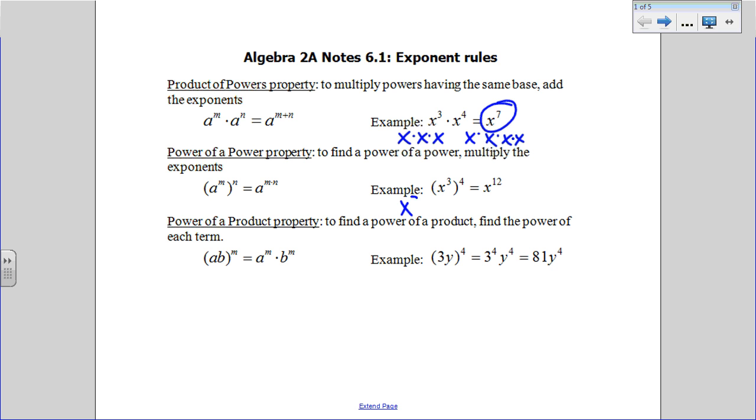But what this means is we have x to the third times x to the third times x to the third times x to the third. We have it 4 times. So we can go through there and count up 3, 6, 9, 12. And so there's our x to the 12.